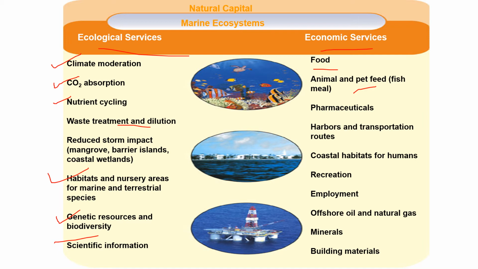The pharmaceutical industry is a big industry, and the raw materials for it are coming from the ocean ecosystem. Then transportation, ports and harbors play a big role in our economy. Recreation and tourism also earn a lot of money from the marine ecosystem. Then employment, lots of people depend on the marine ecosystem.